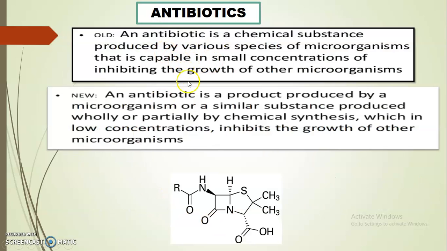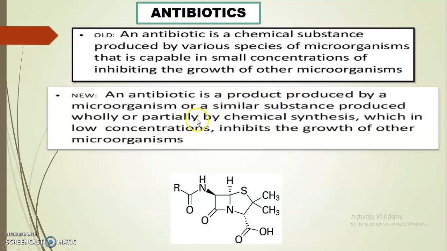And there are two kinds of definition. Earlier, antibiotics were defined like this: it is a chemical substance produced by various species of microorganism, so it is from a microorganism, that is capable in small concentration of inhibiting the growth of other microorganisms. So it can inhibit the growth of other microorganisms, bacteria. So this is produced in the microorganism itself. So it is natural. But the definition has been modified.